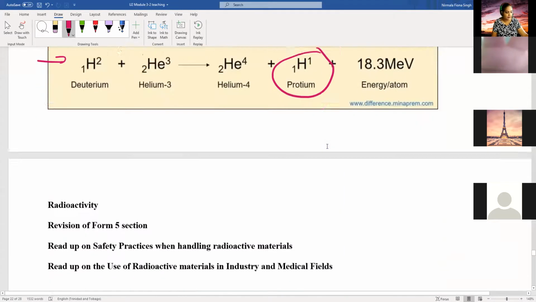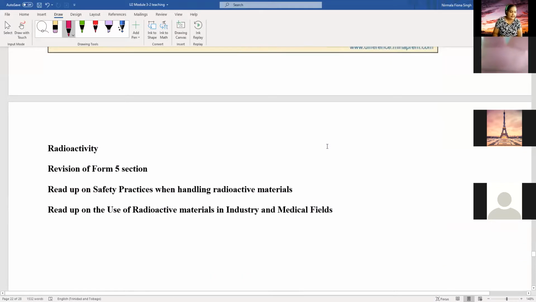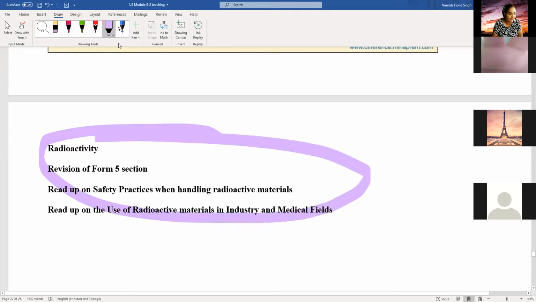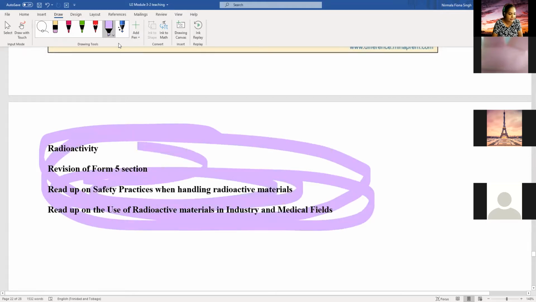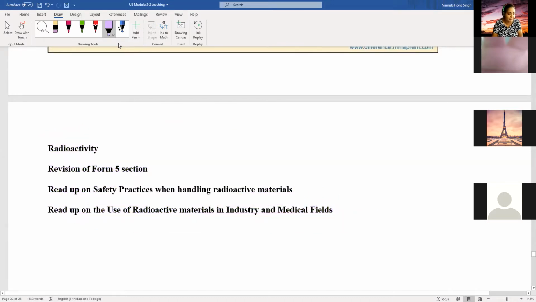All right, so radioactivity, this is where you all are going to need to do some reading. All right, so please read this up. So we have revision of Form 5, radioactivity. So you're all going to listen carefully to what we need to look at, if you're writing down notes. I hope you all write down notes when I'm giving class. Your three particles, the overview of those particles.